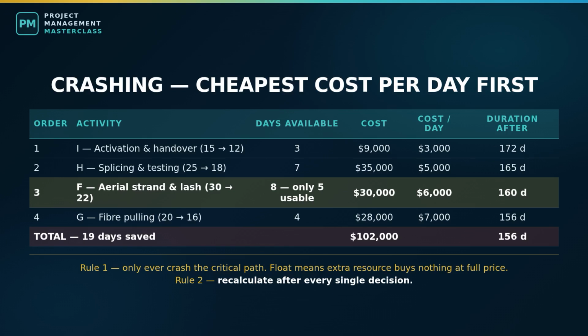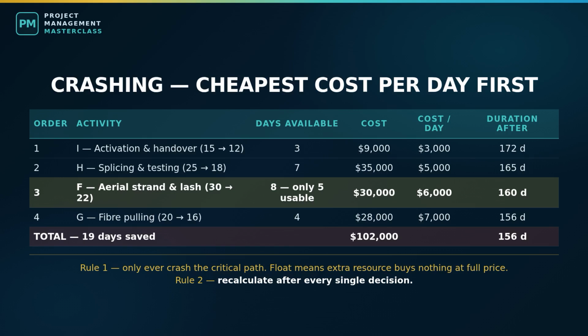Activation and handover, Activity I, 15 days down to 12. Saves 3 days, costs $9,000. $3,000 per day. Splicing and testing, Activity H, 25 down to 18. 7 days, $35,000. $5,000 per day. Aerial construction, Activity F, 30 down to 22. 8 days, $48,000. $6,000 per day. Fiber pulling, Activity G, 20 down to 16. 4 days, $28,000. $7,000 per day.